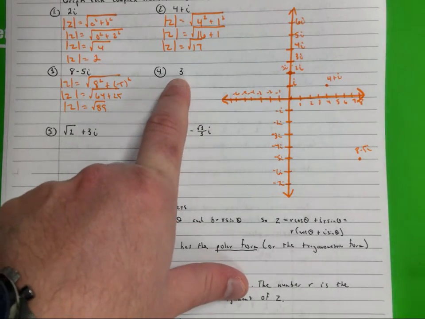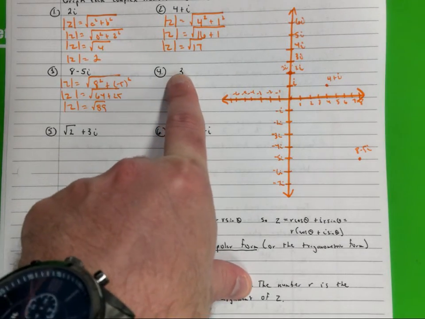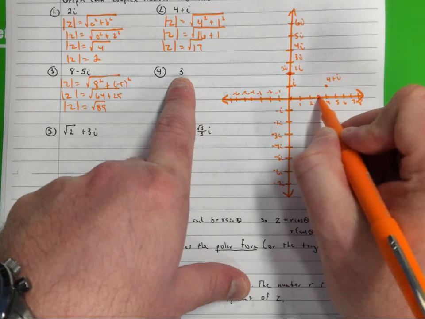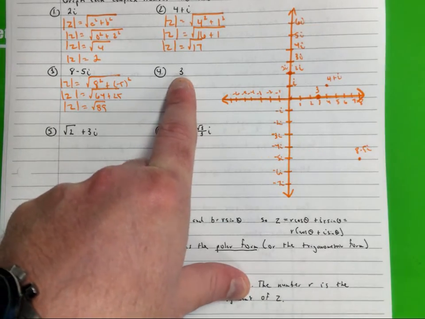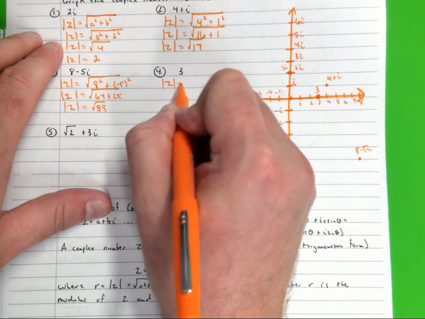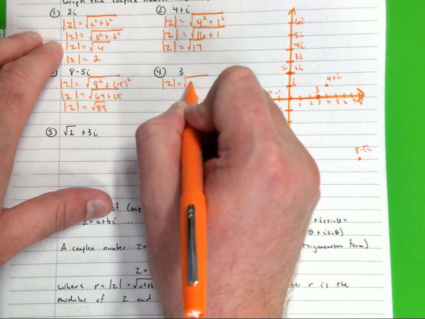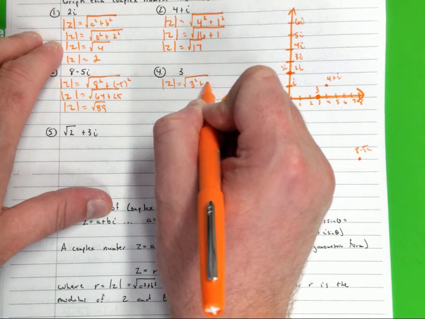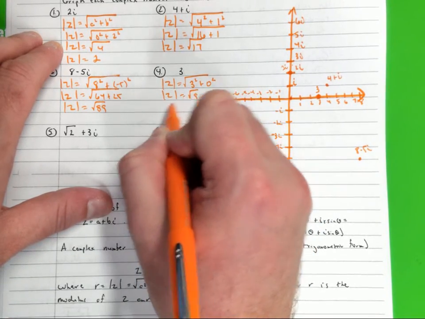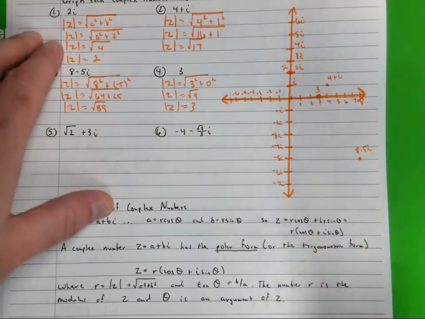Alright, number 4. I graph my real part first. What's my real part here? So I go right 3. Do I have an imaginary part? No, I just stay right there. That is 3. What's my a value here? 3. My b value is? So that's going to end up giving me square root of 9, which is 3.